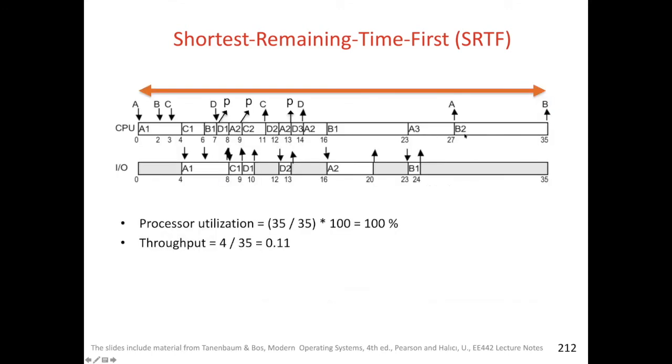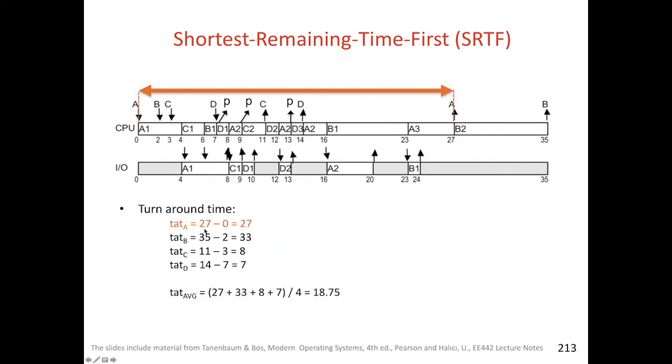Again, the processor is always busy, so the processor utilization is 35 over 35 multiplied by 100, which is 100%. For throughput, in total we have 4 processes. They completed in 35 units of time, so the throughput is again 0.11.